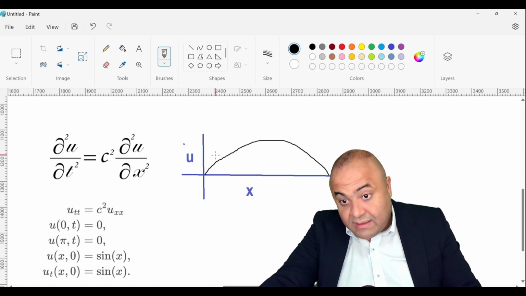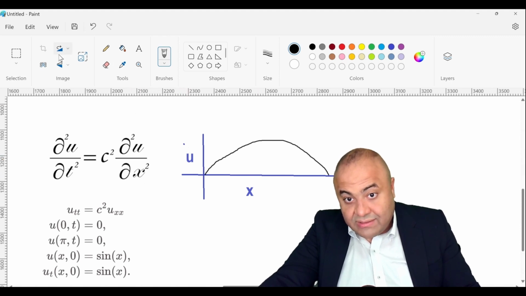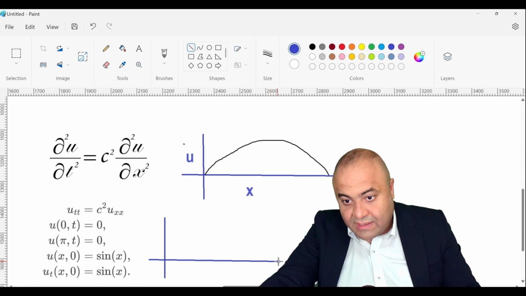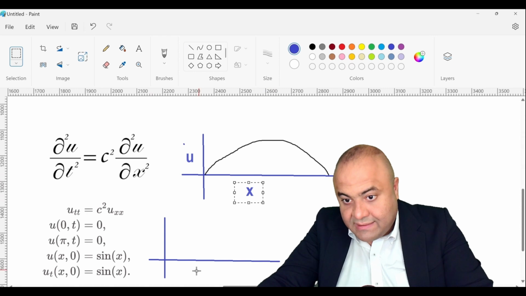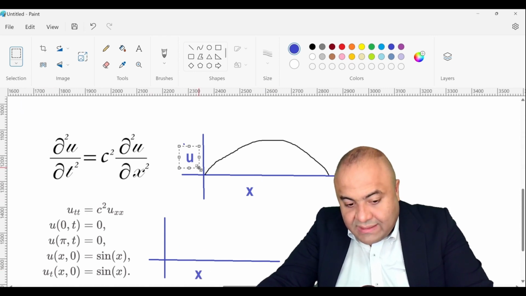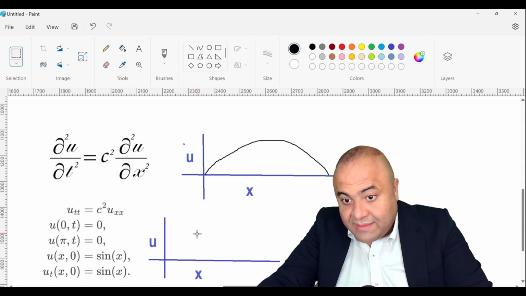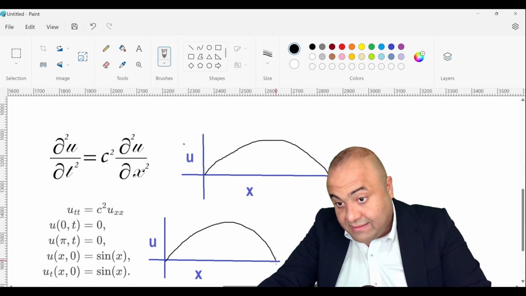Now this string will have an initial speed. So we will have another initial condition, let's say this kind of initial condition, and here again we will have x and u, and we will have the initial condition, but this time with speed.